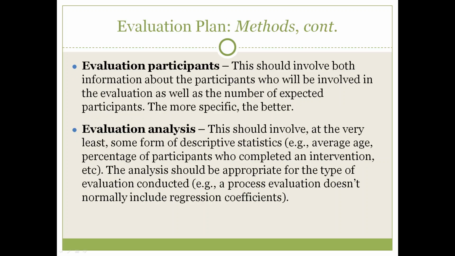Evaluation participants also need to be identified. This should involve both information about the participants who will be involved in the evaluation, as well as the number of expected participants. The more specific, the better. Evaluation analysis needs to be included. This should involve, at the very least, some form of descriptive statistics like average age, percentage of participants who completed an intervention, etc. The analysis should be appropriate for the type of evaluation conducted. For example, a process evaluation does not normally include regression coefficients.